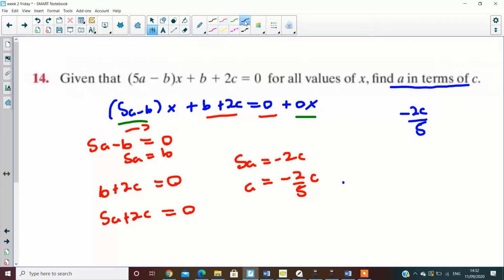So if you want to do it that way with the x's, x on both sides, cancel the x's. So you don't necessarily need them. Okay. All right. Remember where I am now. All right. Let's move on.